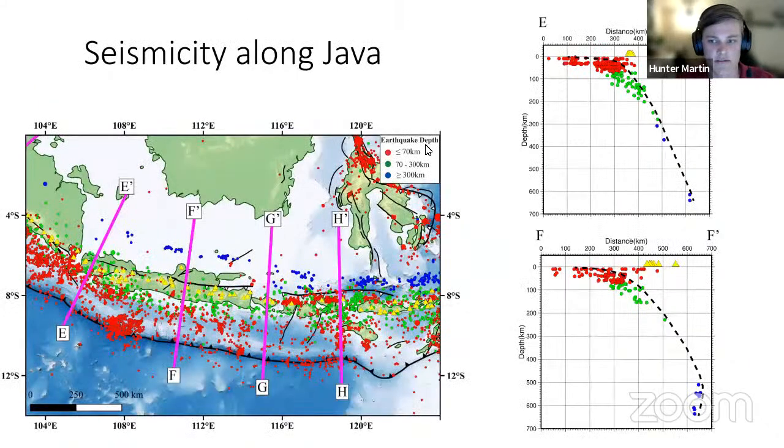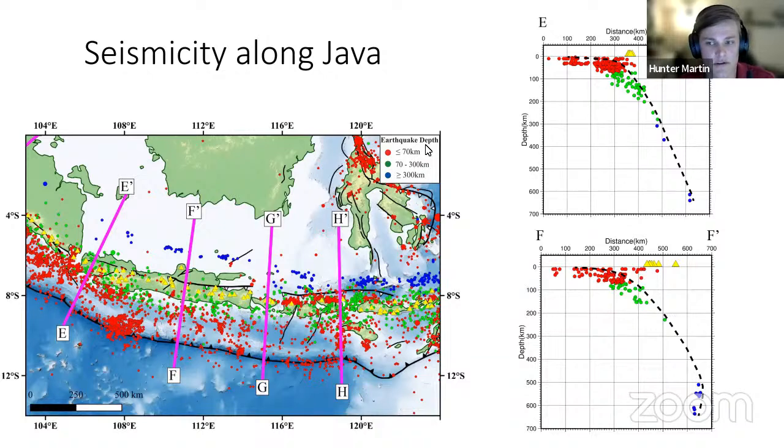So now we're along Java. So again, we have 4 profiles along the Sunda Trench near Java, and we have their corresponding seismicity cross sections on the right. So first we have cross section E to E prime, and that records a Benioff zone with maximum depths reaching approximately 660 kilometers depth, so much deeper than Sumatra. There's a large, very noticeable gap in seismic activity from about 400 kilometers to 600 kilometers. Event activity appears to decrease with depth.